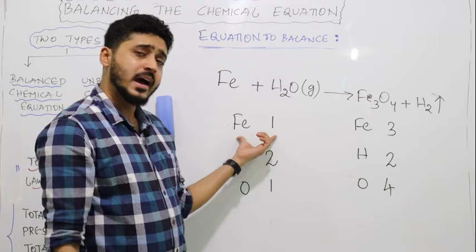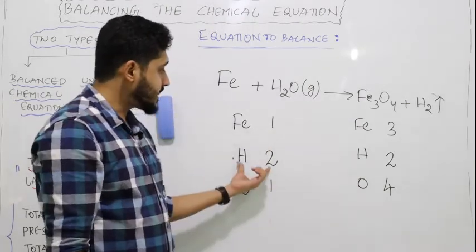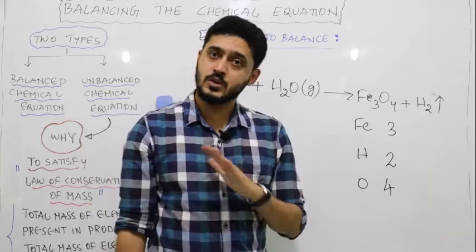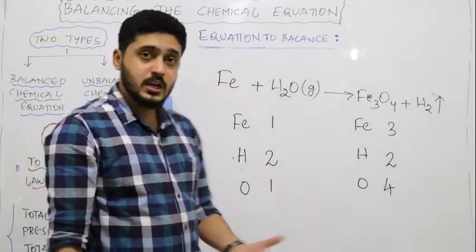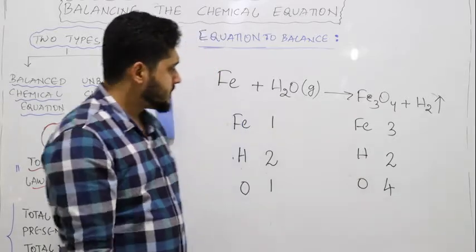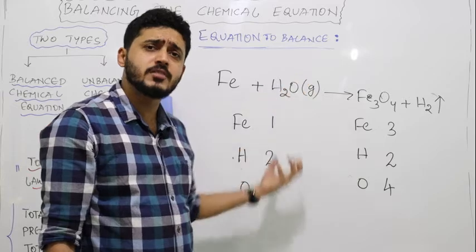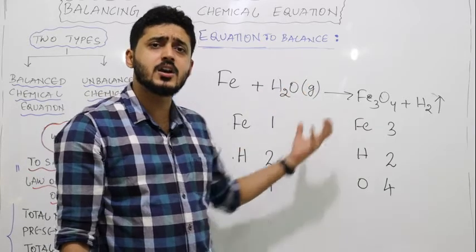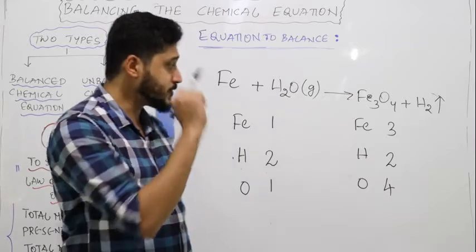Now when you see, are the atoms of iron equal in the reactant and product? No. Are the atoms of hydrogen also equal? No. Yes, it is equal. Oxygen, are they equal? No. Now this equation is unbalanced, where the total number of atoms of most of the reactant elements are not equal to the product elements. So you have to balance it.